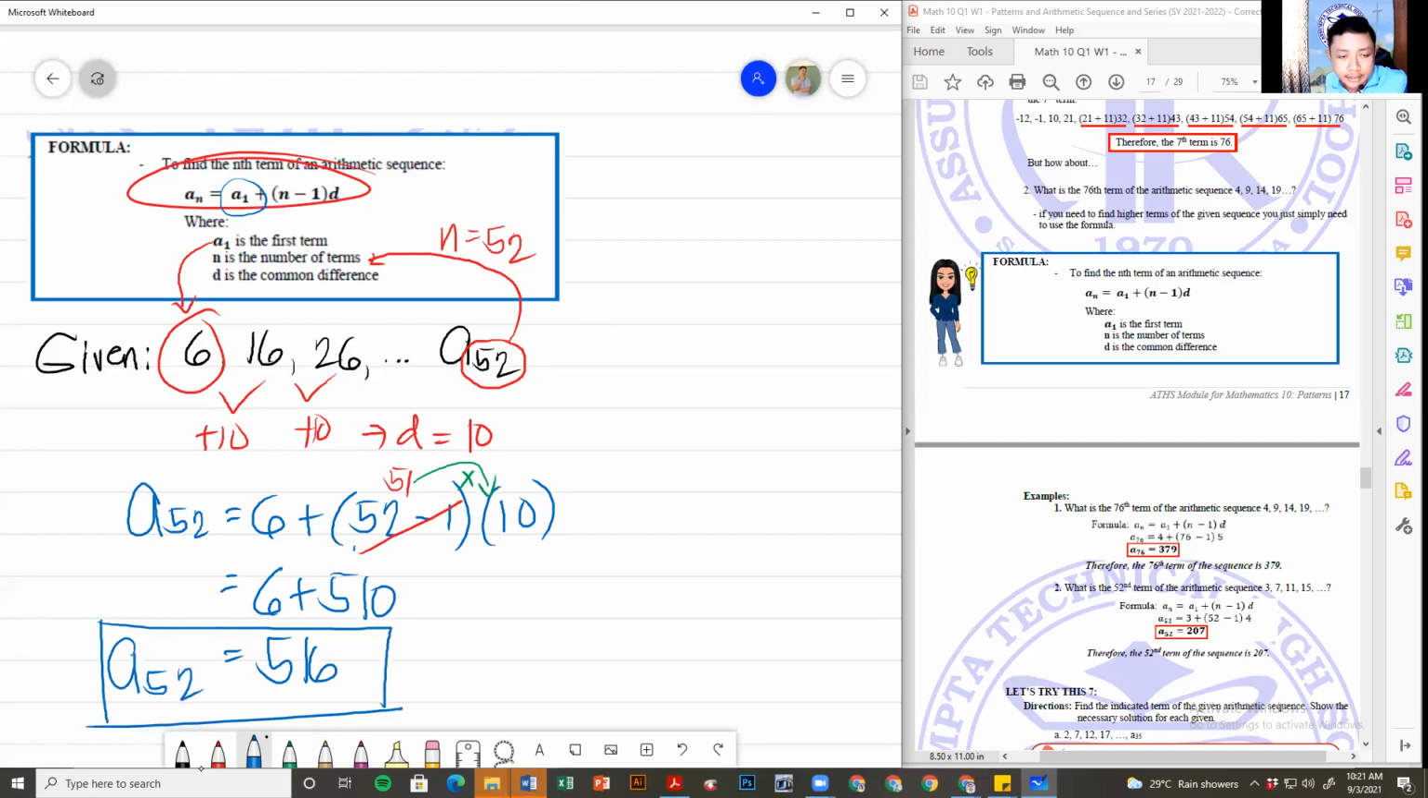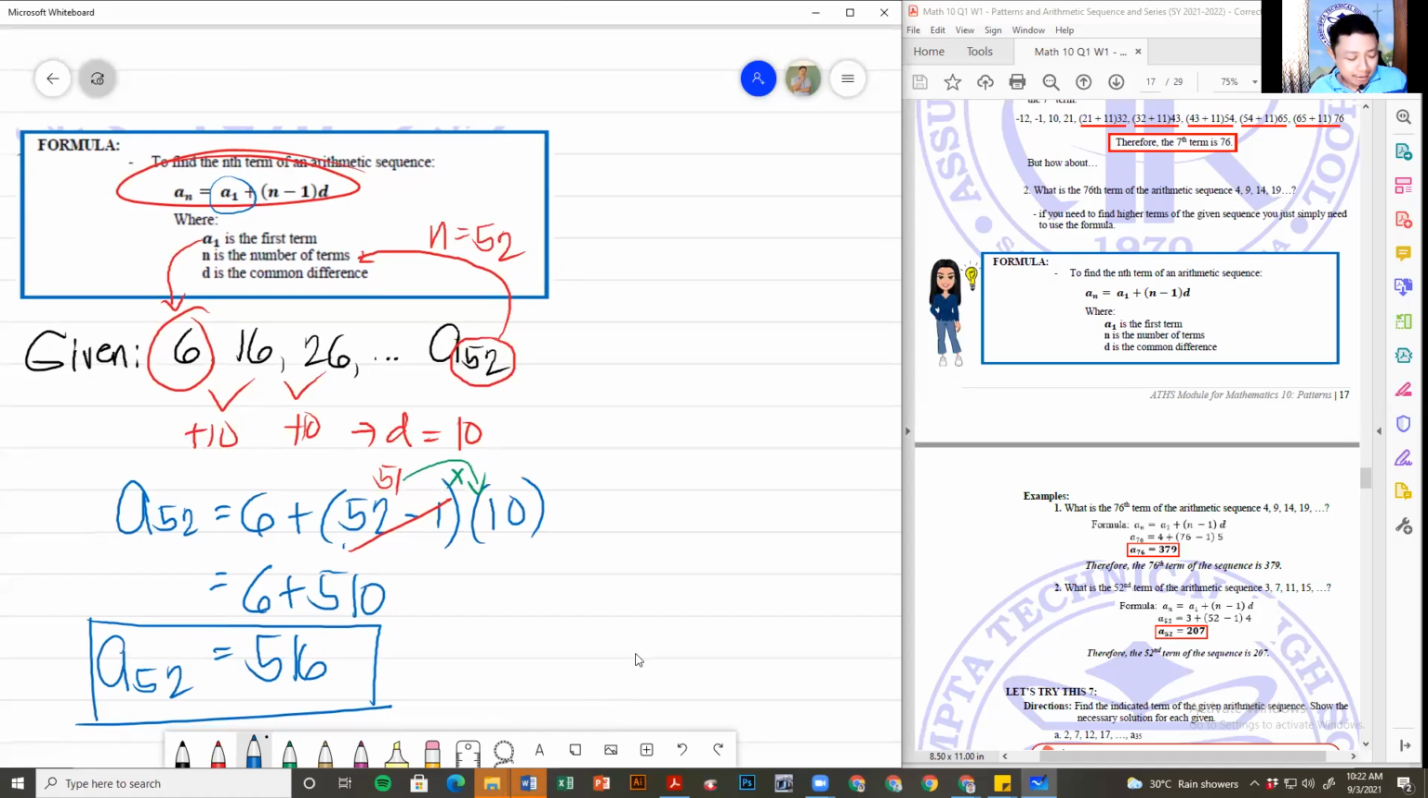Show a reaction about the process in solving the nth term in the arithmetic sequence. A reaction, please. Use other reactions. Very good. Thank you so much. Good. Let's continue.